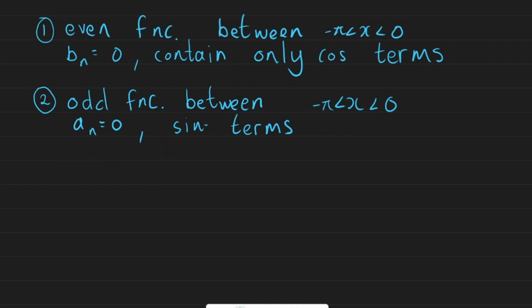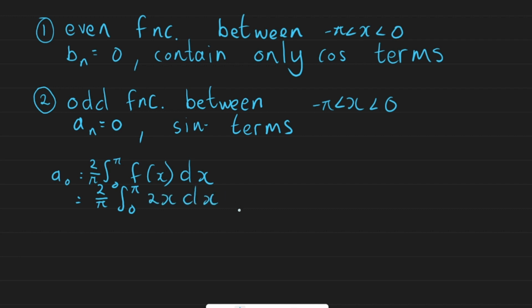So a naught would be the integral from 0 to pi of 2 over pi of f of x dx. So that's 2 over pi between 0 and pi of 2x dx. And we have done all these kinds of integrals in a lot of detail in the previous examples. So if we do this, we find that it becomes 2 pi. So a naught is equal to 2 pi.